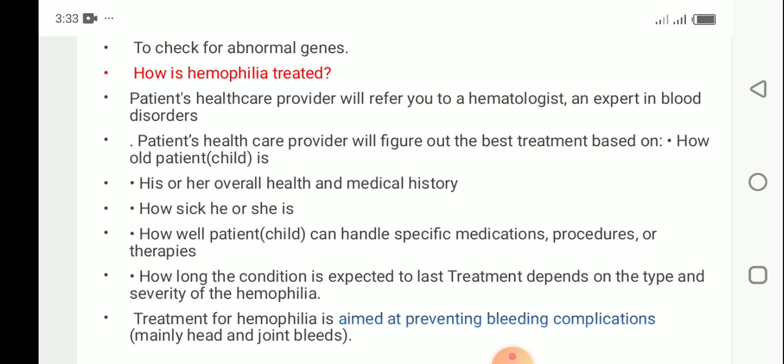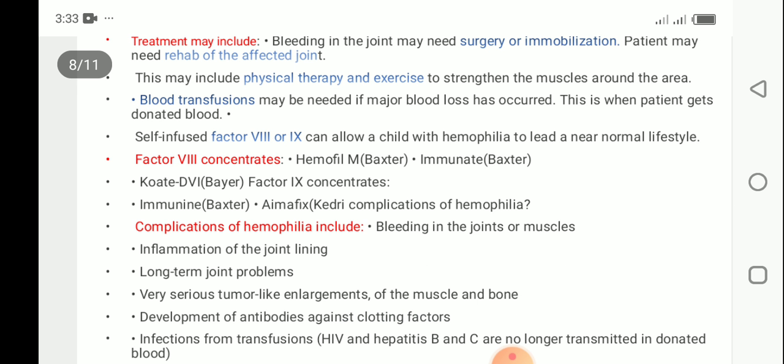The treatment also depends on how well the patient can handle medications, whether the patient is tolerable for the procedures and therapies, and how long the patient will be dependent on this for hemophilia, and how long the patient has to take the treatment. You have to explain this to the parents, and the main aim is to prevent the bleeding complications here. Why? Because the bleeding will be either in the head, joints or in the muscles. That's why the main aim is to avoid the complications.